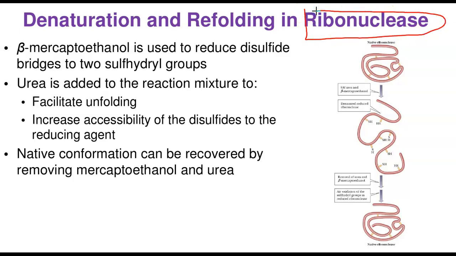So this is also denaturation and refolding of the ribonuclease. Here, beta-mercaptoethanol is used to reduce the disulfide linkages. It has the disulfide bonds here, here, here, and here, and this is used to break the disulfide. Urea is added to facilitate the unfolding and increase accessibility of the disulfide bonds to the reducing agent. After addition of both, look at what happens here. It breaks the disulfide bond, and it loses its native structure and becomes this.